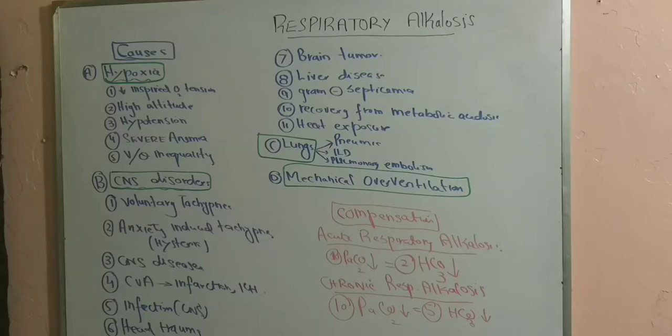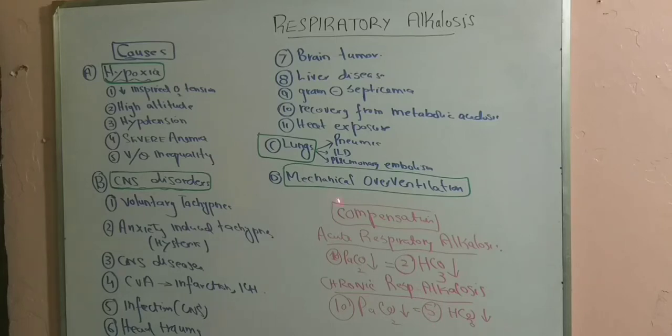So as a general rule, when 10 PCO2, or 10 carbon dioxide, goes down to cause acute respiratory alkalosis, then 2 bicarbonate should go down to compensate for this change in the carbon dioxide. But in case of chronic respiratory alkalosis, because the kidney has been doing it for 2 to 3 days and now they are fully prepared to do it, when 10 carbon dioxide goes down to cause the problem, then 5 bicarbonate should go down to compensate for this change.